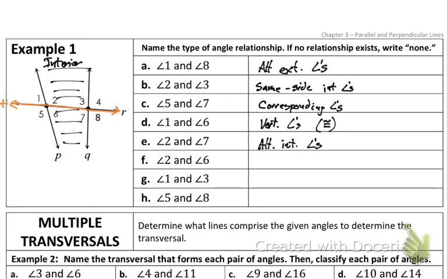2 and 6, once again, we don't need the other line to get from 2 to 6. 2 and 6 are one of these four. That makes them a linear pair. 2 and 6 form a straight line. They are a linear pair, which means you're going to think 180 degrees.